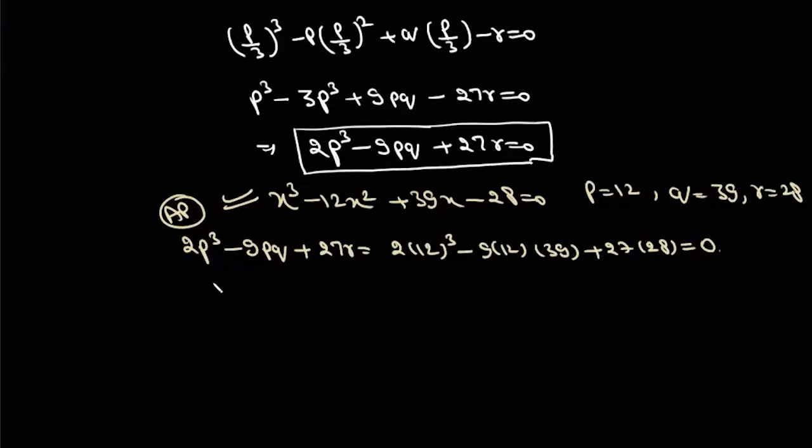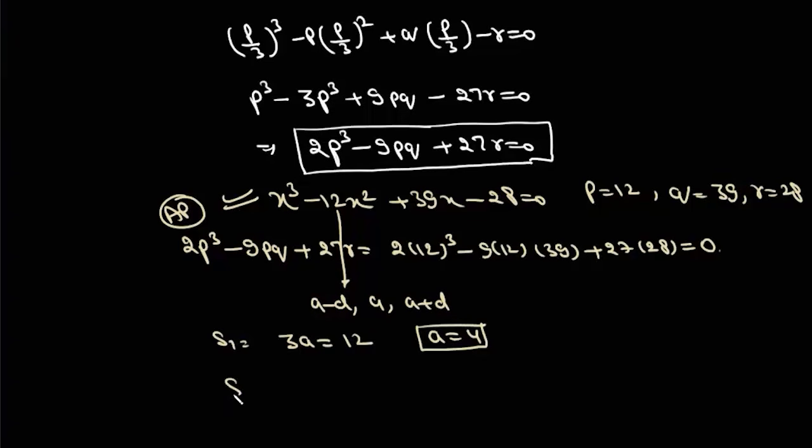Now if the roots are in AP, let the roots be a minus d, a, and a plus d. Now we can write S1, which is sum of all the roots. So it will be this 3a, and 3a equals 12. So value of a is 4. And then we can write S3, that is product of all the roots, and it will be this a into a square minus d square, and that will be equal to 28.